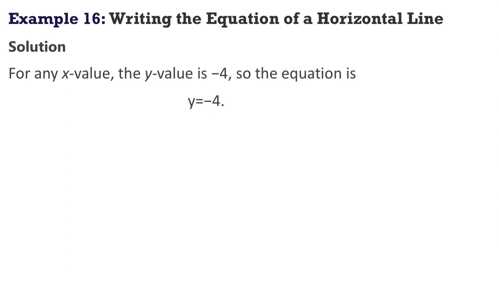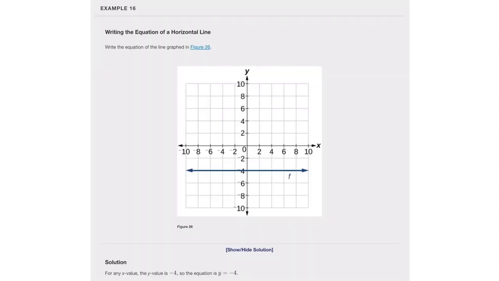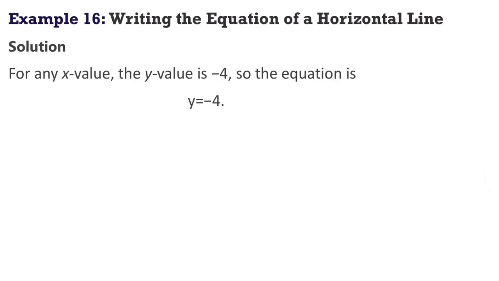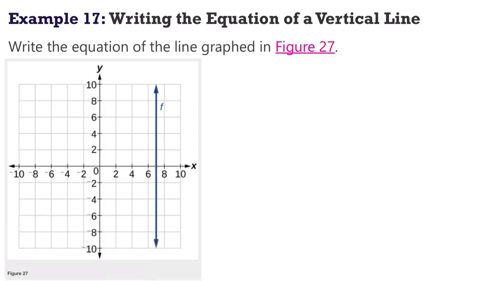Oh, I see what happened. I just forgot to delete it. Okay, let me just remove this now. I see what's going on. Let me get rid of this. Delete. So again, for any value of x, the value of y is -4. That's fine. I just forgot to delete it.